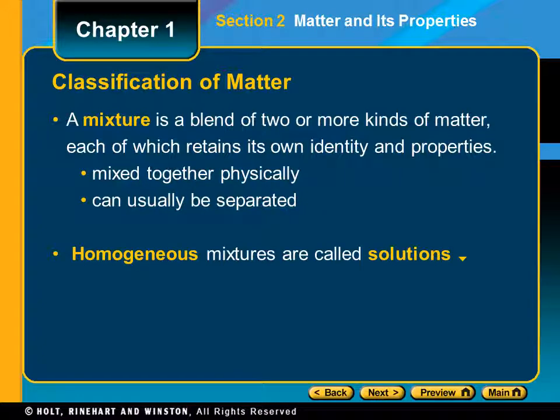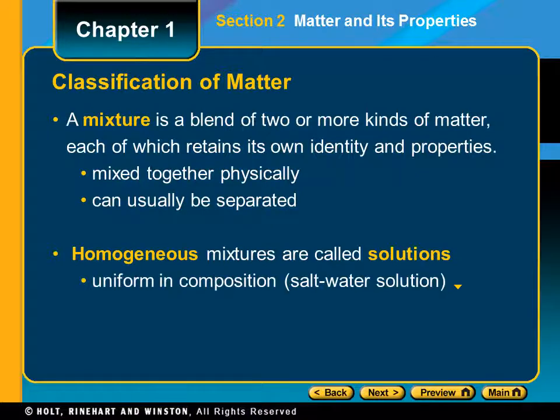Okay? Homogeneous mixtures are called solutions. So I want you to note here, guys, that even though solutions are a particular kind of mixture, they're still mixtures, which means it's physical, and it means that they can be separated by physical means. Okay, they're uniform in composition. Saltwater solution is homogeneous. You can take a drop of salt water, put it under the microscope, and you're not going to see component salt in water. Okay, that's what we mean by uniform. That's what we mean by solution. But I want to add this, you can still separate salt water physically. So it's still a physical component.